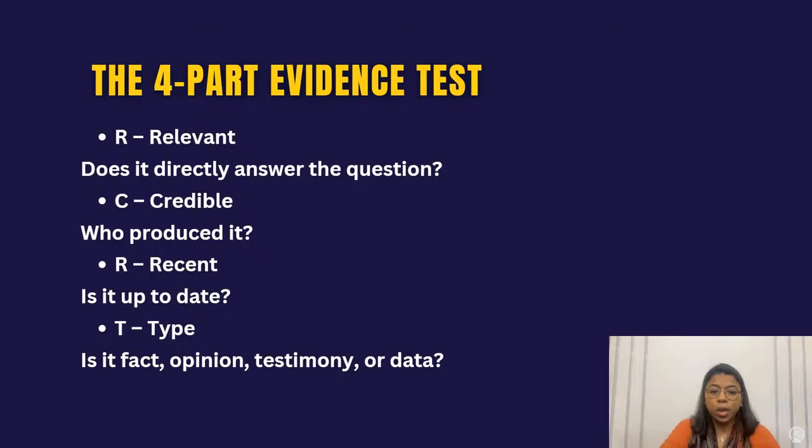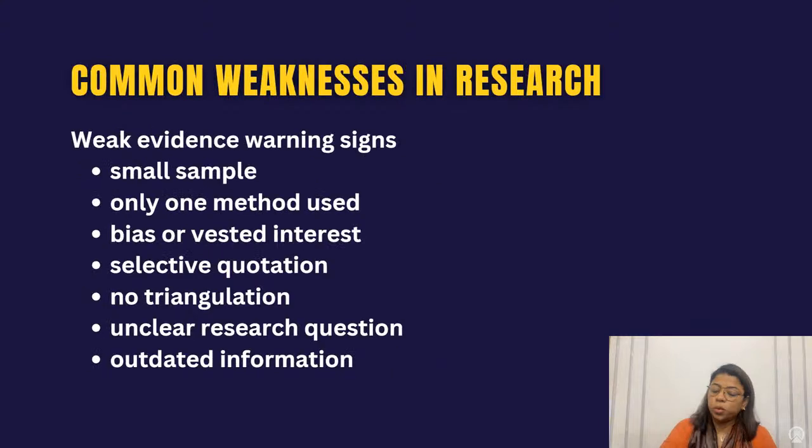Okay, so that is the 4-part evidence test. I hope you guys have noted it down, and we are going to move to common weaknesses in research. Now, I'm not talking about the common error over here. I am specifically talking about common weaknesses in research. What are common weaknesses? Research as in the insert that you guys are reading. Weak evidence warning signs could be small sample, only one method used, bias or vested interest, selective quotation, no triangulation, unclear research question, and outdated information.